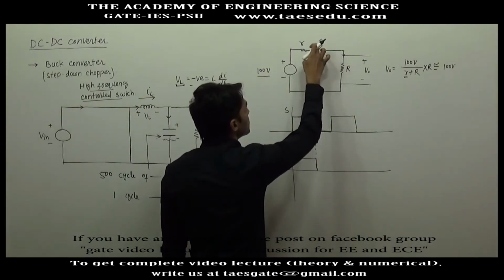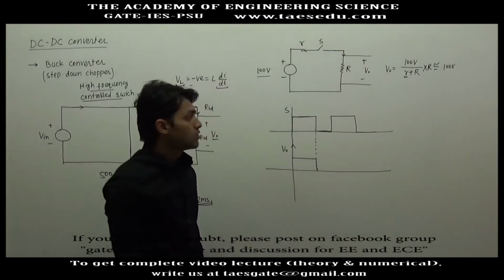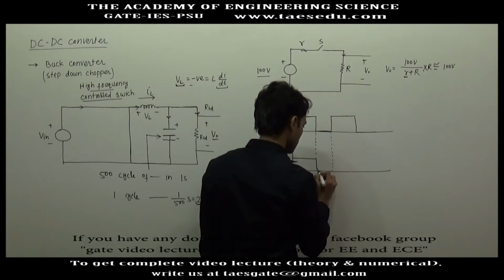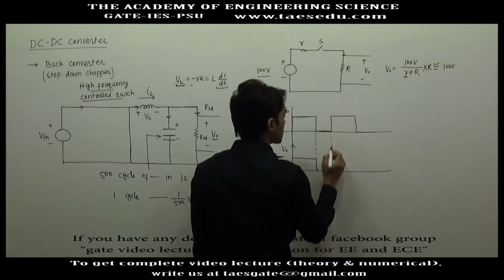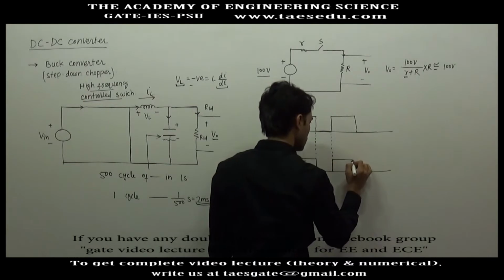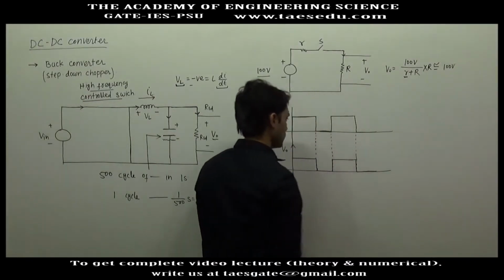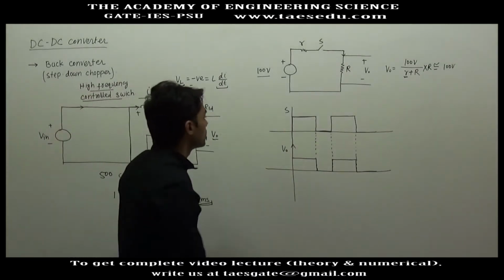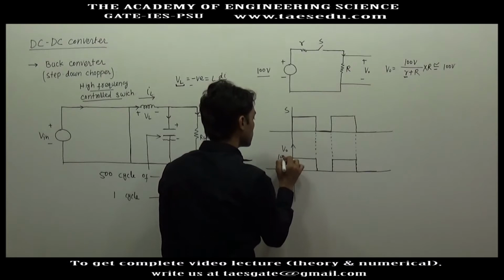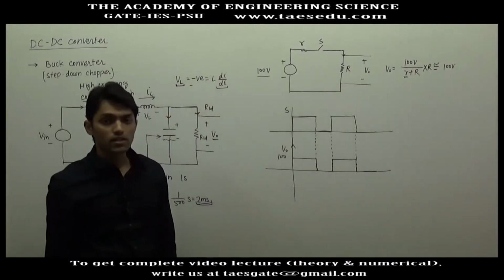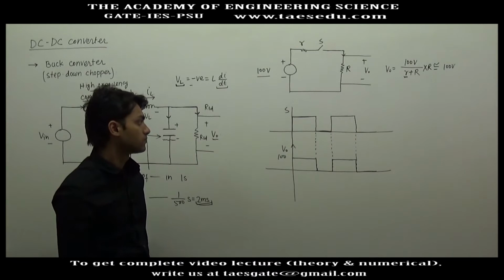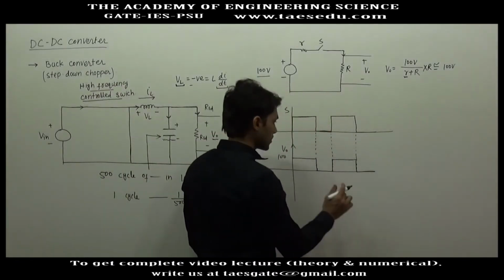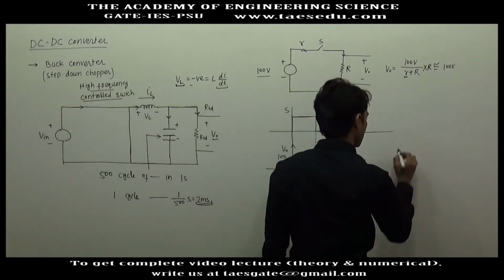And when you disconnect this switch, there will be no current through the resistance, so the output voltage will be 0. Again, when the switch is connected, you will get an output voltage. This is the output voltage waveform. When you connect the switch, you get an output voltage approximately equal to the input voltage. When you don't connect the switch, you get 0 output voltage. So this type of output waveform you will get, and you can calculate the average value of this output voltage.